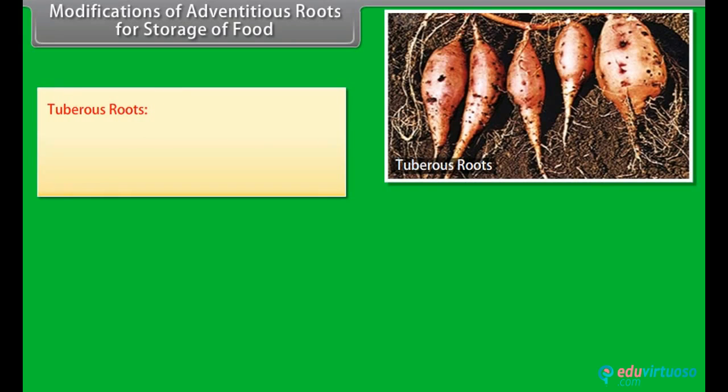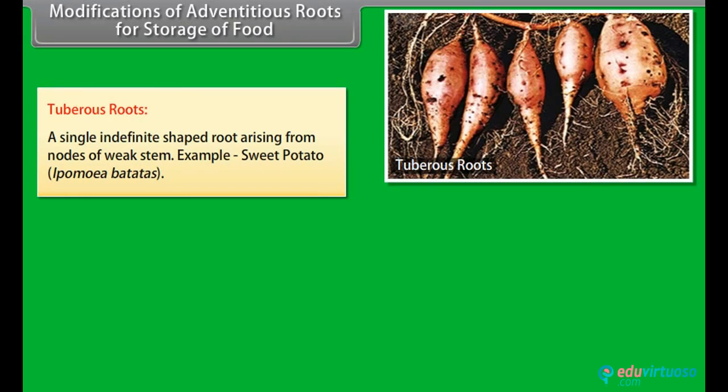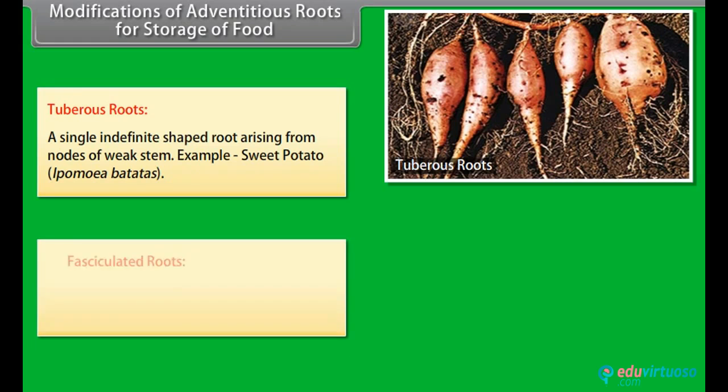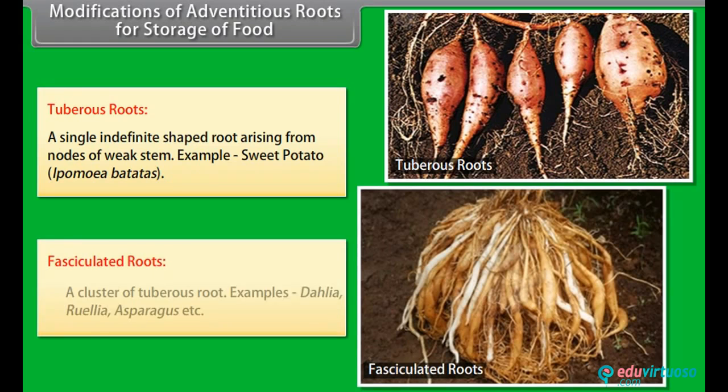Tuberous roots: a single indefinite-shaped root arising from nodes of weak stem. Example, sweet potato. Fasciculated roots: a cluster of tuberous roots. Examples, dahlia, Ruellia, asparagus, etc.